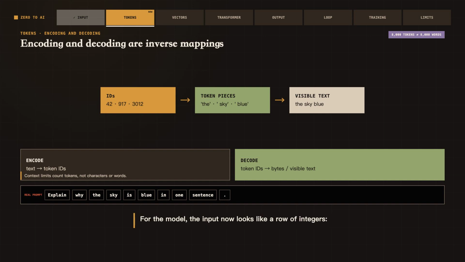For the model, the input now looks like a row of integers, T1, T2, T3, and so on, through Tn. Here, n is the number of input tokens. These integers are labels. Their numerical order has no semantic meaning. Token ID 8000 is not twice as meaningful as token ID 4000. We need to replace each discrete label with a learned vector.